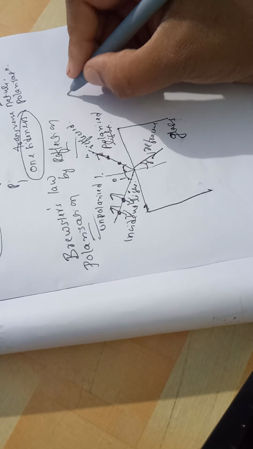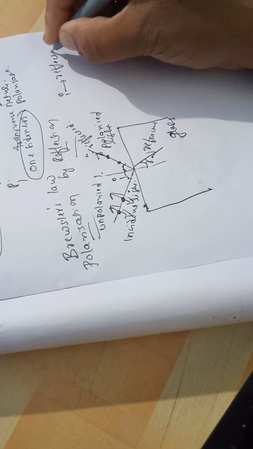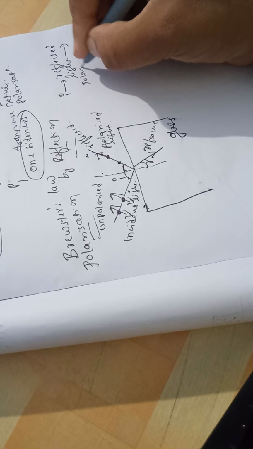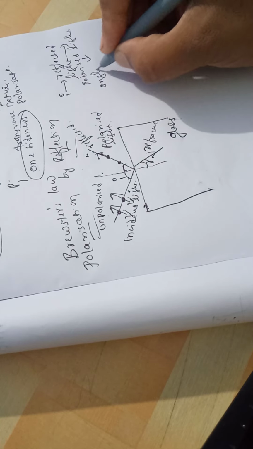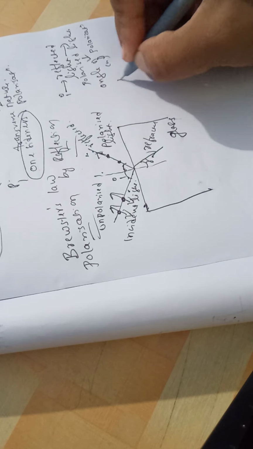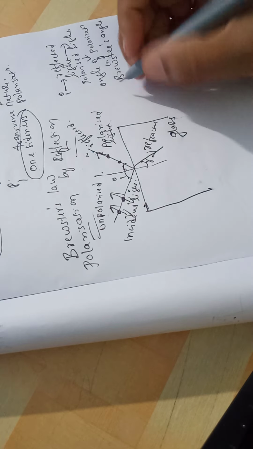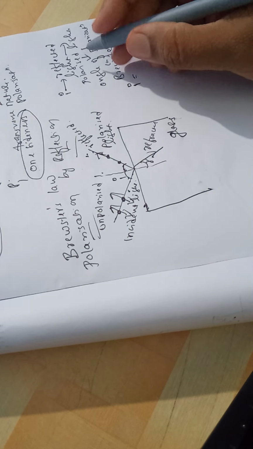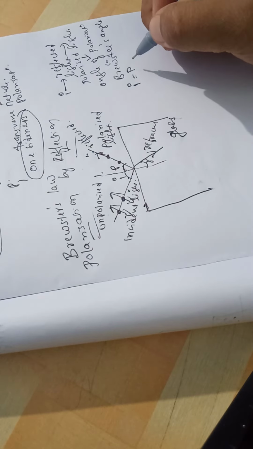So that angle of incidence at which the reflected light completely converts into polarized light, we call it the angle of polarization, or we can also call it Brewster's angle. The angle of incidence at which the reflected light is completely polarized, we call the angle of polarization.